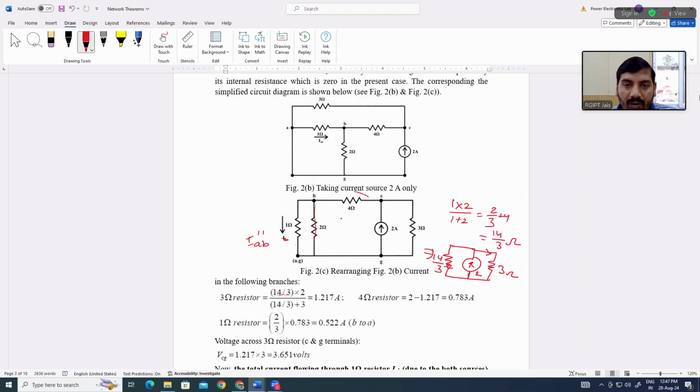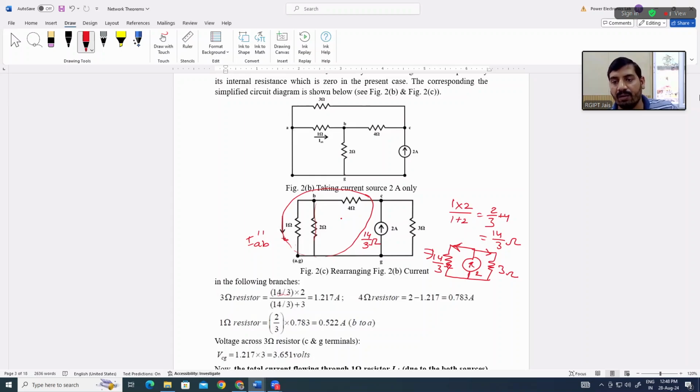So this whole series parallel combination is resolved in the single resistor, and the equivalent resistance value is 14 by 3 ohm, right? Okay, sir. Now we have to calculate the current flowing through this 3 ohm resistor. Also, we will calculate the current flowing through this 14 by 3, so that we will divide at point B and we will get the value of IAB double dash.